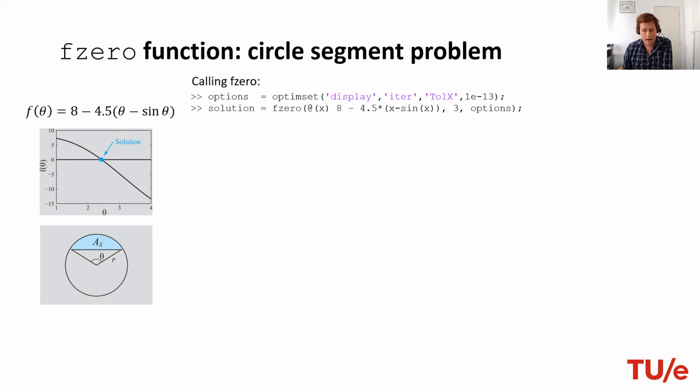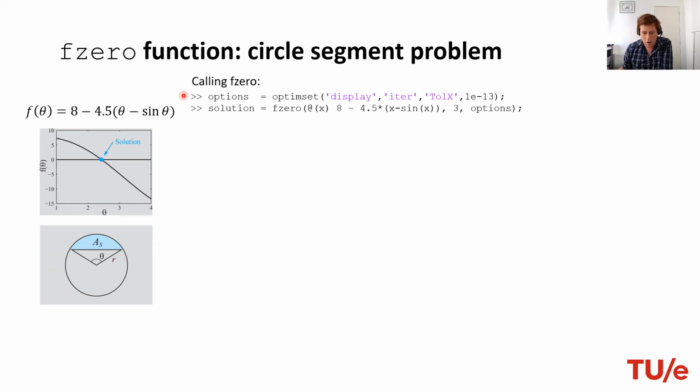Let's take a look at how we would solve the circle segment problem using this fzero function. Just a brief recap. This is the nonlinear function which we want to find the zero of. So we want to find theta such that this is 0. And this corresponded to this geometric problem where we try to find the theta such that for a given AS and a given R, this geometrical picture works out.